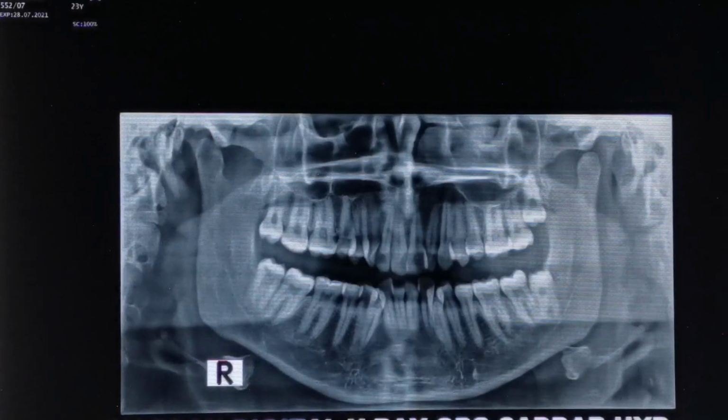So now we have discussed the possible landmarks we have seen in this OPG. Now I am going to tell you its indications in different aspects of dentistry. This kind of X-ray is recommended for some cases.